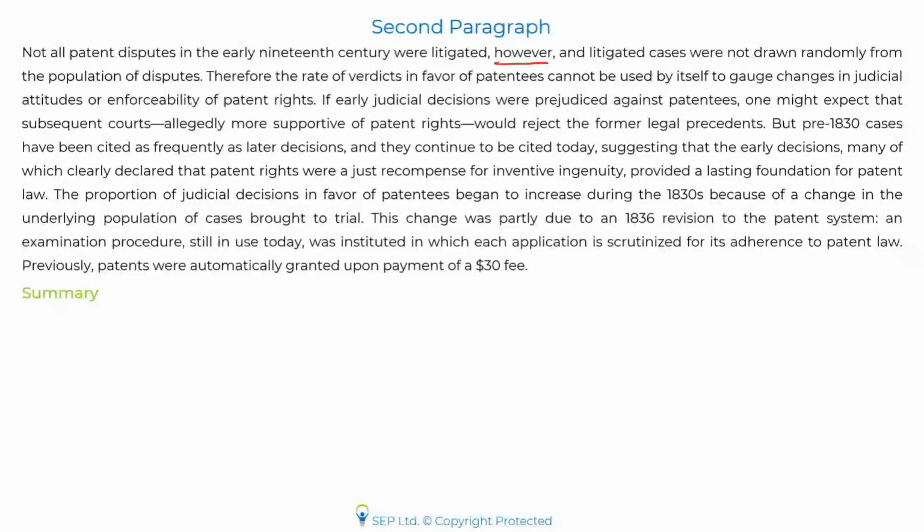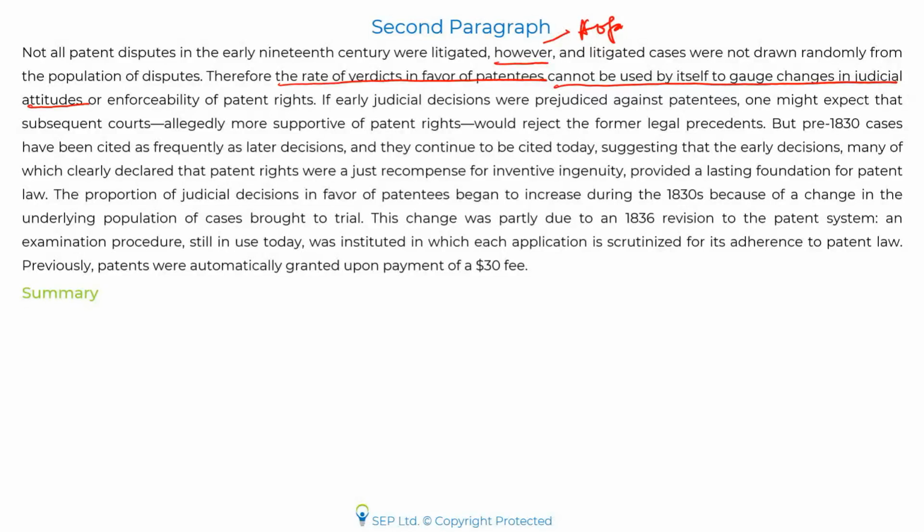Now, who is saying this? Here we have the author's opinion, okay? And litigated cases were not drawn randomly from the population of disputes. So the author here is telling us that the data that is offered above, about those patent disputes and the number of cases and the number of verdicts, all these litigated cases are not basically representative of the population of disputes. And therefore, the rate of verdicts cannot be used. Now, this is important. The rate of verdicts in favor of patentees cannot be used by itself to gauge changes in judicial attitudes. What does it mean?